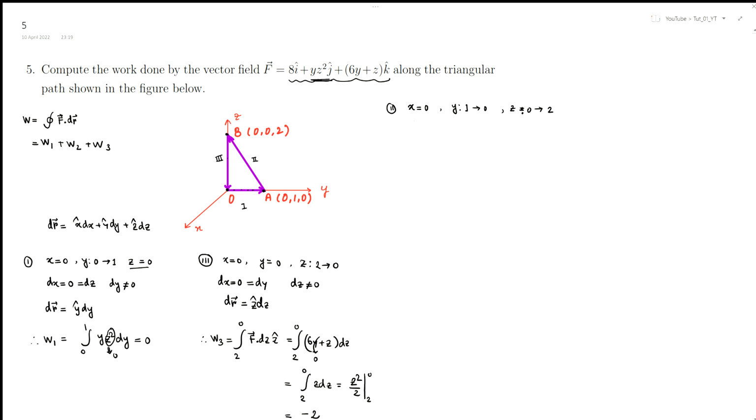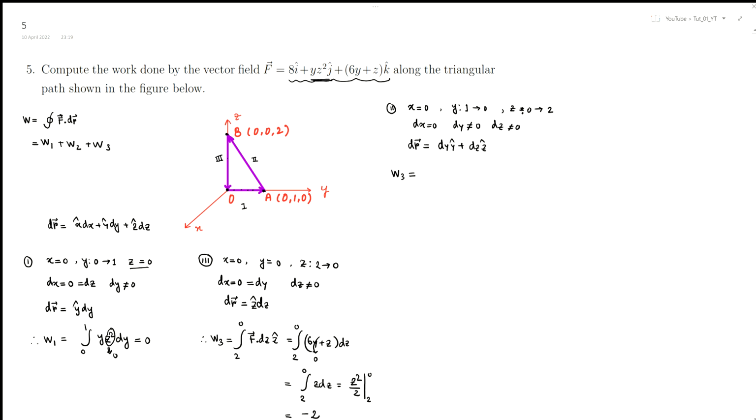So we can say that our dx is equal to 0. However, our dy is not equal to 0. Also, our dz is not equal to 0. So if we need to find the dr vector, we will write it as dy y cap plus dz z cap. Now let us write the work done along part 3, which will become F dot dr.